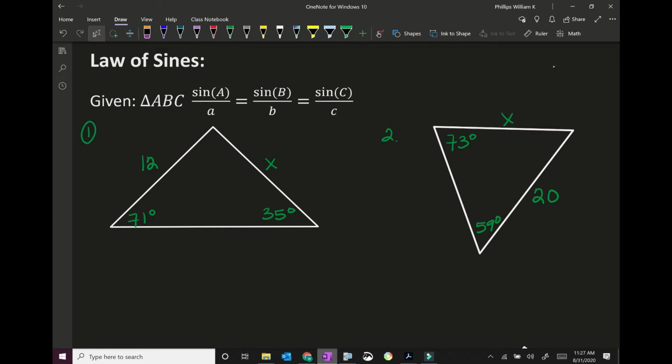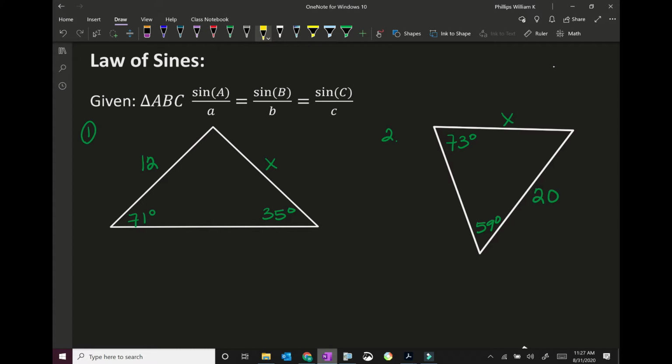So in this video, what we're going to be talking about is the law of sines. The law of sines follows this formula: sine of angle A divided by leg A is equal to sine of angle B divided by leg B, and sine of angle C divided by leg C. With law of sines, all you're doing is setting up proportions.